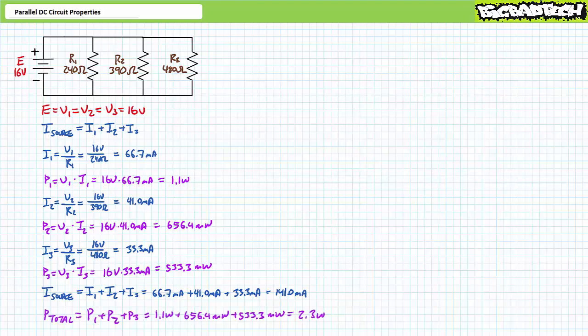Power in equals power out. For this circuit, total power equals P1 plus P2 plus P3. Substituting in our calculated values for P1, P2, and P3 demonstrates that P total equals roughly 2.3 watts.